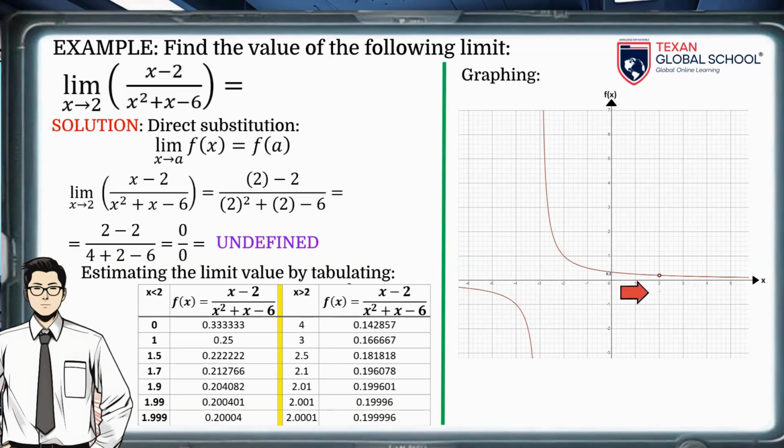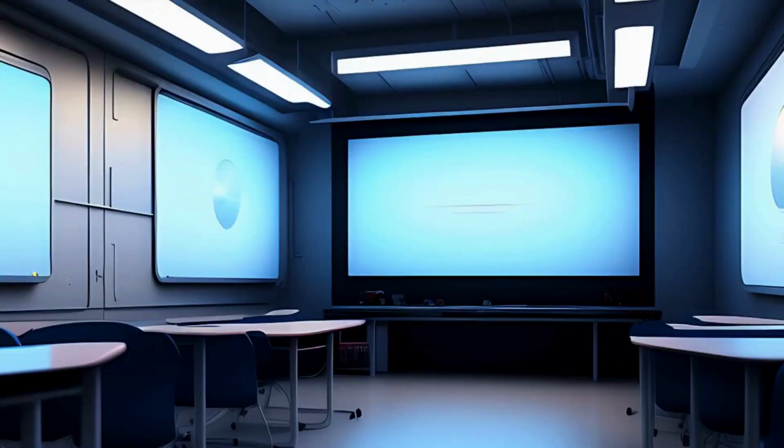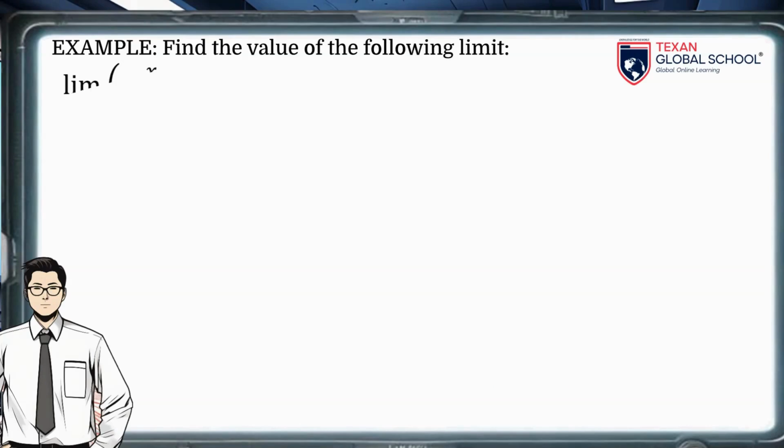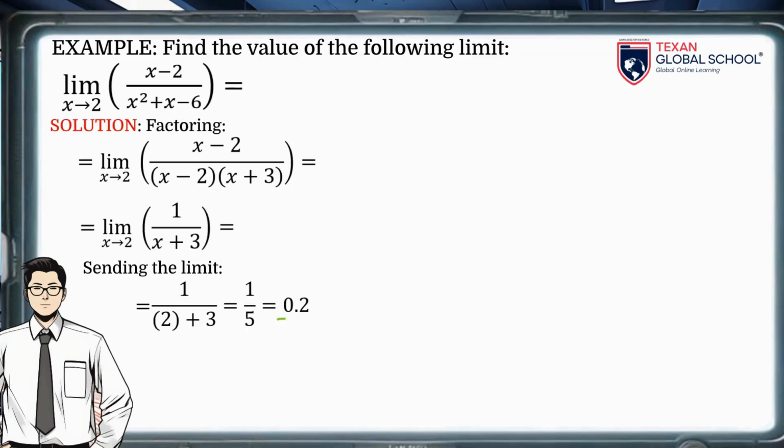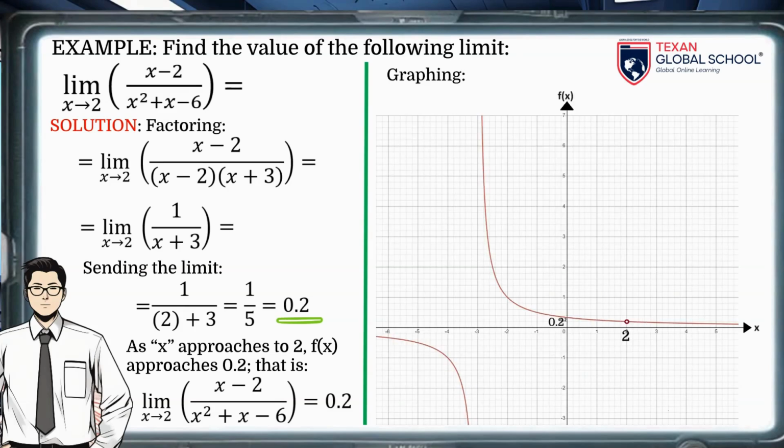Using the definition of limit, we can see that as x approaches 2 on either side, f of x approaches 0.2. This means that the values of f of x tend to get closer and closer to 0.2, while x gets closer and closer to 2 on either side, for x being different from 2. Instead of using tables, this limit can also be calculated using algebraic tools. We will factor and simplify. By evaluating the limit, we get the same value.